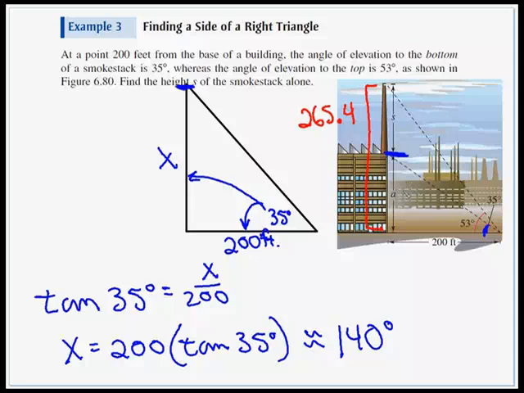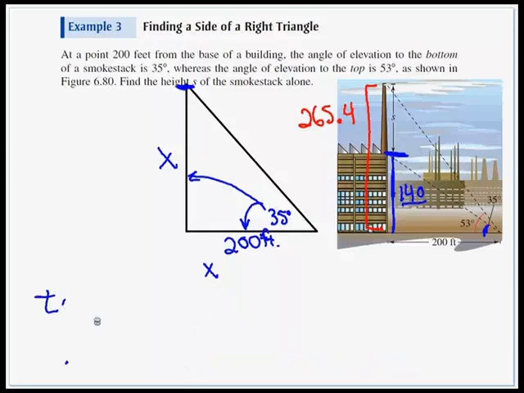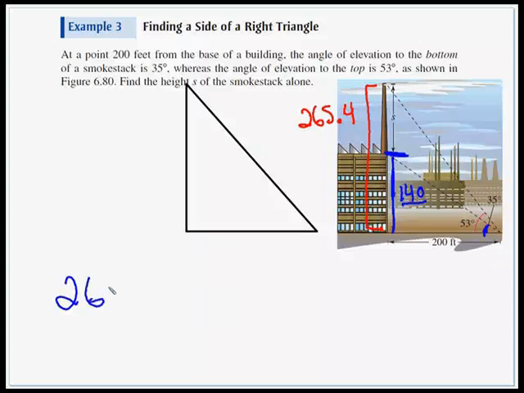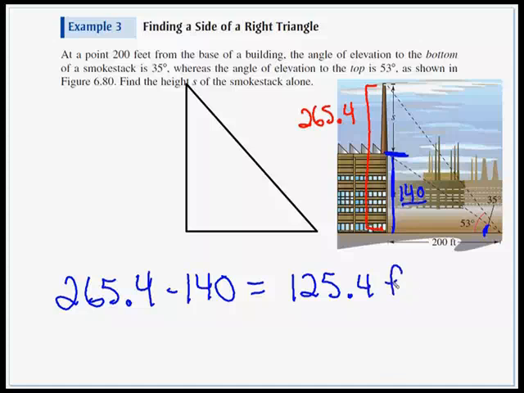So the height of just the building, why did I put degrees again? 140 feet. So the height of just the building is 140. So what's the height of just the smokestack? Well, see, the overall height was 265.4 minus the height of just the building, and we'll get the smokestack by itself. So if we subtract there, we're going to get 125.4 feet for just the smokestack.